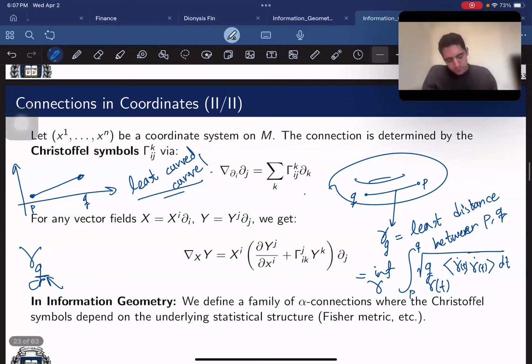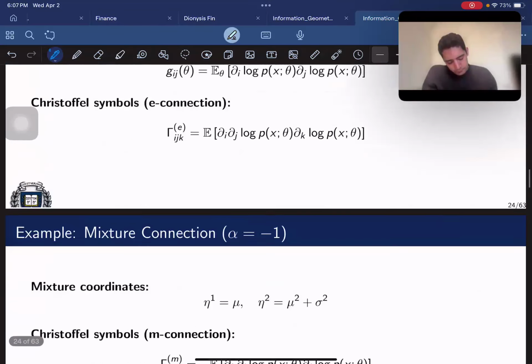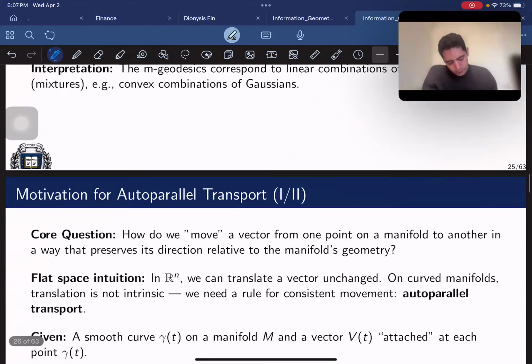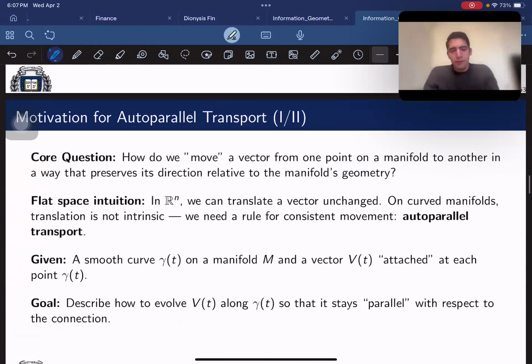Okay. First of all, to define geodesic with respect to the curvature, we need to define curvature. We need to define movement of one vector field to another. And then it's very natural to define the least curved curve, as we'll see. Okay.